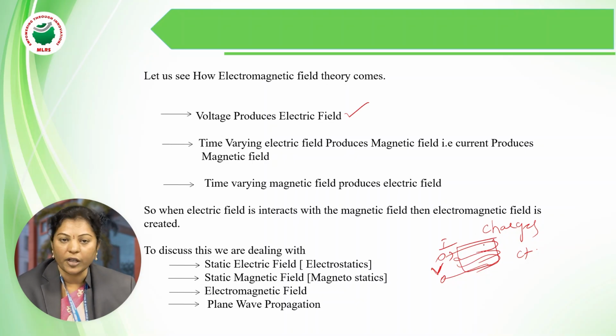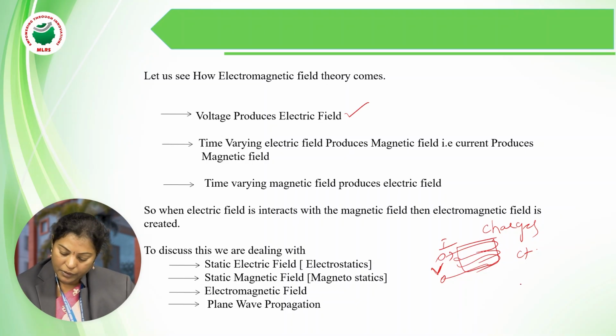Because it is a coil, it is magnetized. When we apply a voltage, current will flow and this coil is magnetizing. So this current produces a magnetic field. Again this time varying field produces an electric field.